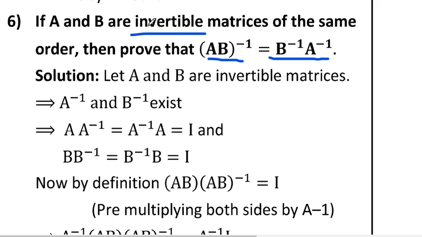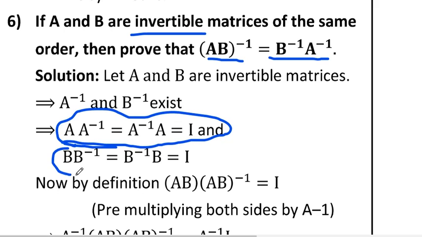A and B are invertible matrices means there are matrices A inverse and B inverse such that A into A inverse is equal to A inverse into A is equal to I, and similarly B into B inverse is equal to B inverse into B is equal to I. We will have these two results because it is given that A and B are invertible matrices. The meaning of invertible is there exists a matrix A inverse such that A into A inverse equal to A inverse into A is equal to I.